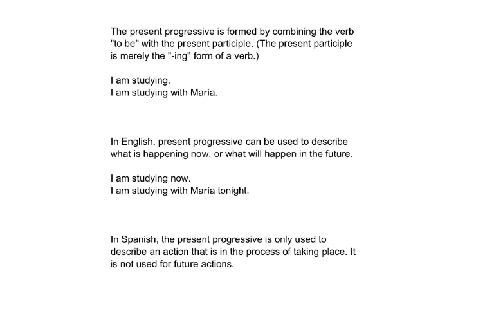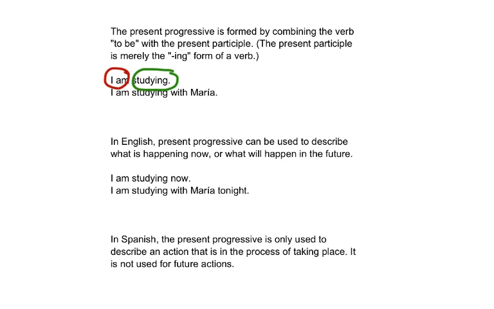So I've copied and pasted on here a little explanation of what this is in English and then how we might do it in Spanish. So just a few things, just mark this up a little bit. The present progressive is formed by combining the verb to be with the present participle. It sounds like a lot of grammar stuff, doesn't it? Present participle is merely the ing form of a verb, so that makes it more simple. So in English we have one part which is the to be, which is I am, and one part which is the present participle, which is the verb plus ing.